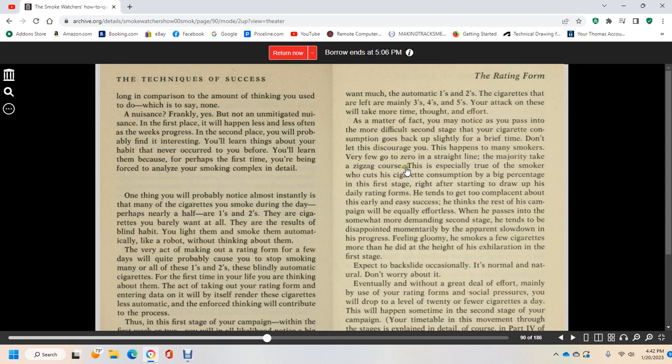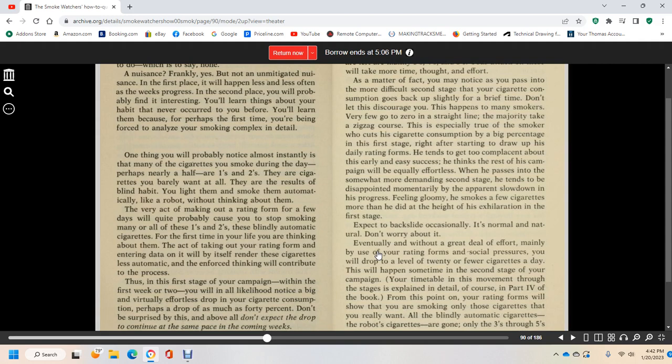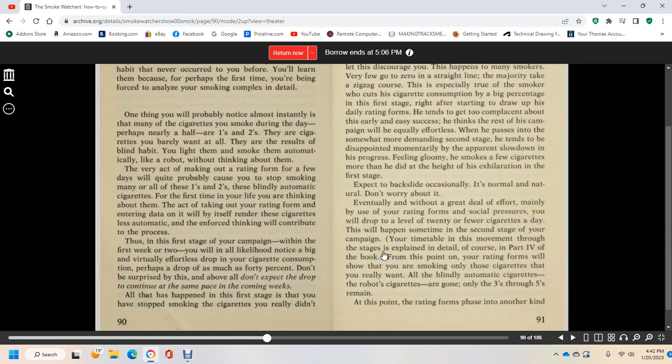The majority take a zigzag course, especially the smoker who cuts his cigarette consumption by a big percentage in the first stage. Right after starting the daily rating form, he tends to go back to complacency about the early and easy success. He thinks the rest of the campaign will be equally effortless. When he passes into the somewhat more demanding second stage, he tends to be disappointed momentarily with the slowed-down progress, feeling gloomy. He smokes a few more cigarettes than before, after the exhilaration of the first stage. Expect to backslide occasionally. It's natural, but don't worry about it.